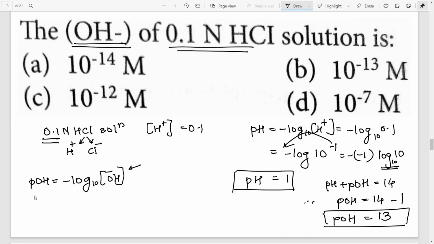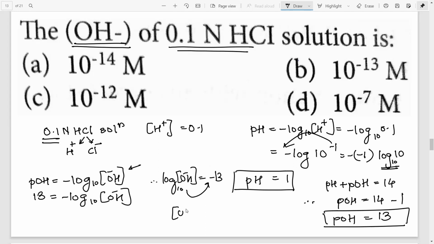Now just substitute 13 over here. So 13 is equal to the negative log to the base 10 of OH minus ions. Therefore, what is the OH minus ion concentration? The log of OH minus ion is equal to minus 13. Now this has a base 10, so when this is shifted to the other side, the OH minus ion concentration will be 10 raised to minus 13.